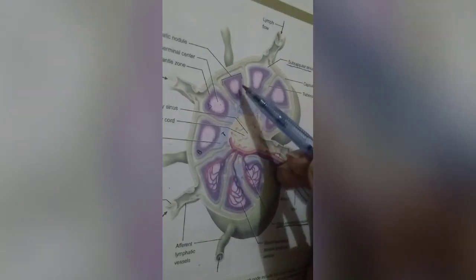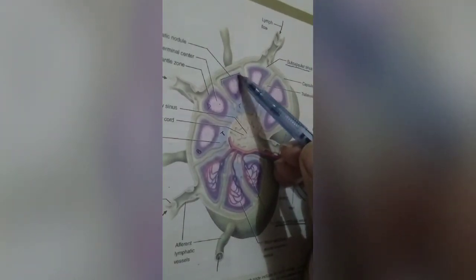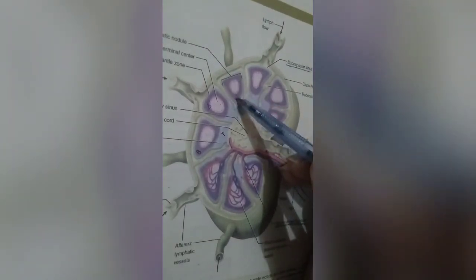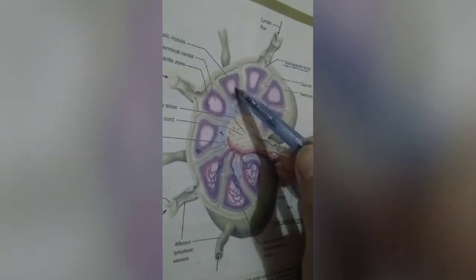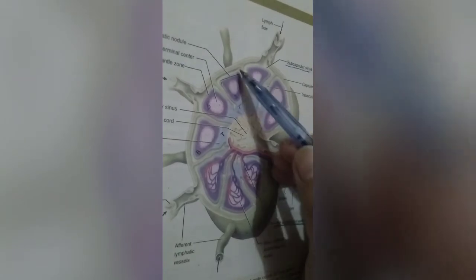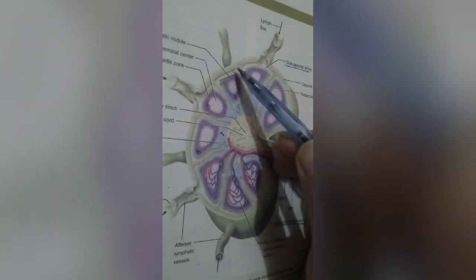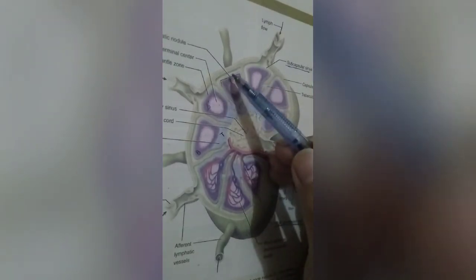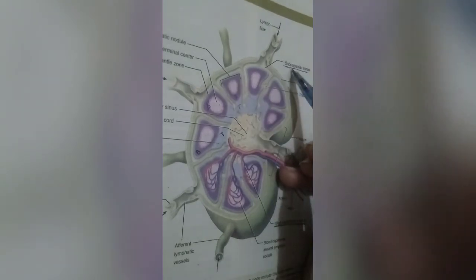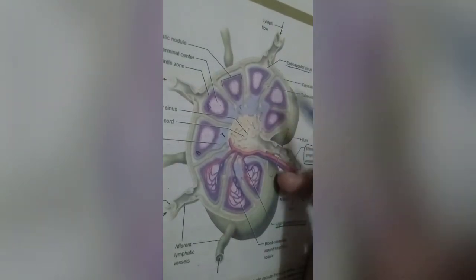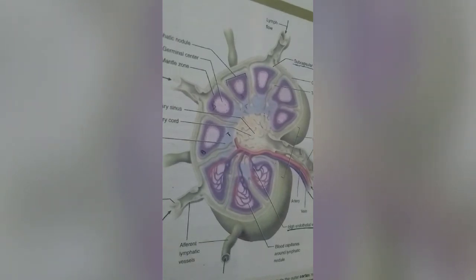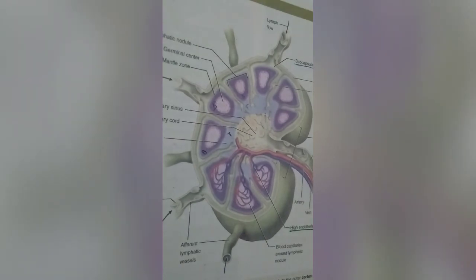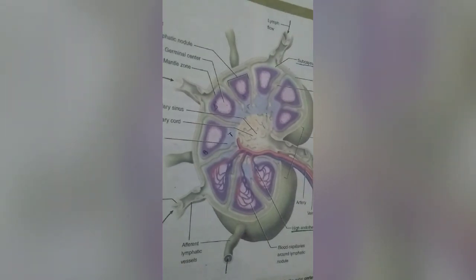So the nodular cortex is divided into two parts. The outer dark region is the mantle zone and the inner is the germinal center. The capsule and the nodular cortex are separated by a narrow space, and this space is known as the subcapsular sinus. Hope you understand the cortex of the lymph node, because it is very important in histology and a lot of MCQs come from this topic.